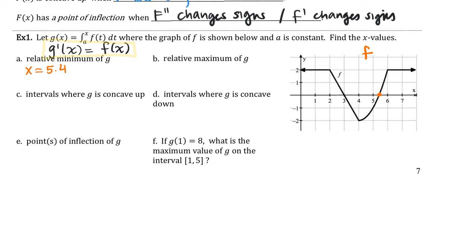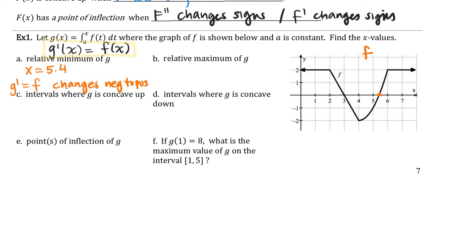Does it ask me to justify? No. If it asked me to justify, what would my justification be? Relative minimum would be that g prime changes from negative to positive. So I'm going to say that g prime equals f, and f changes from negative to positive. Because they only gave me the graph of f, I need to reference f when I say that it changed from negative to positive, but otherwise I can't tell.